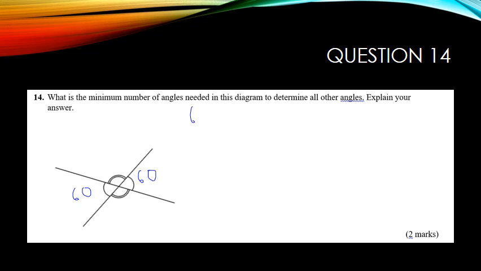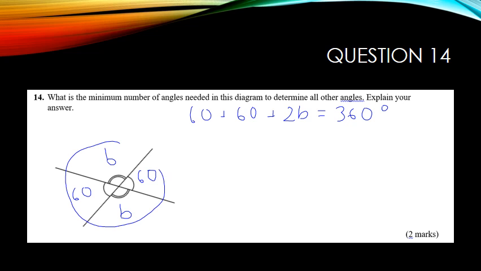We also know that 60 plus 60 plus this unknown angle here, B, and, well, opposite must be B as well. So we'll have 2B has to equal 360 degrees because this is a circle or a revolution, and revolutions add to 360. So now let's simplify this. So we have 120 plus 2B equals 360.